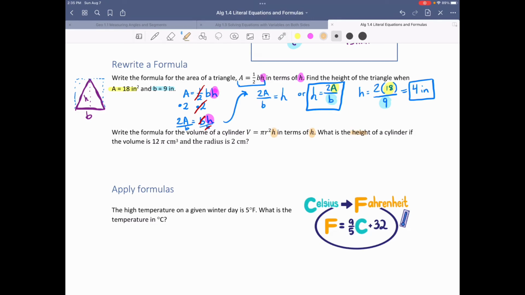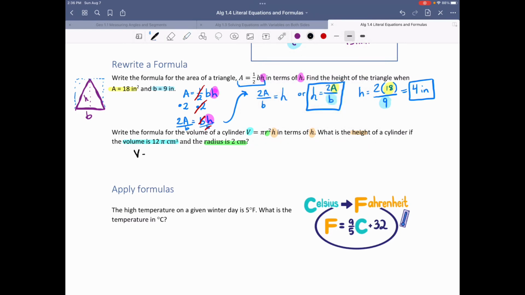What is the height of the cylinder if the volume V is 12 pi centimeters squared and the radius is 2 centimeters squared? Okay, so the volume, or I'm sorry, the radius is right here, it's squared, and the volume is the V right here. And pi is just a number, right? It's 3.14159, and it doesn't repeat, it just goes on and on. It's irrational. So the first thing we want to do is solve for h.